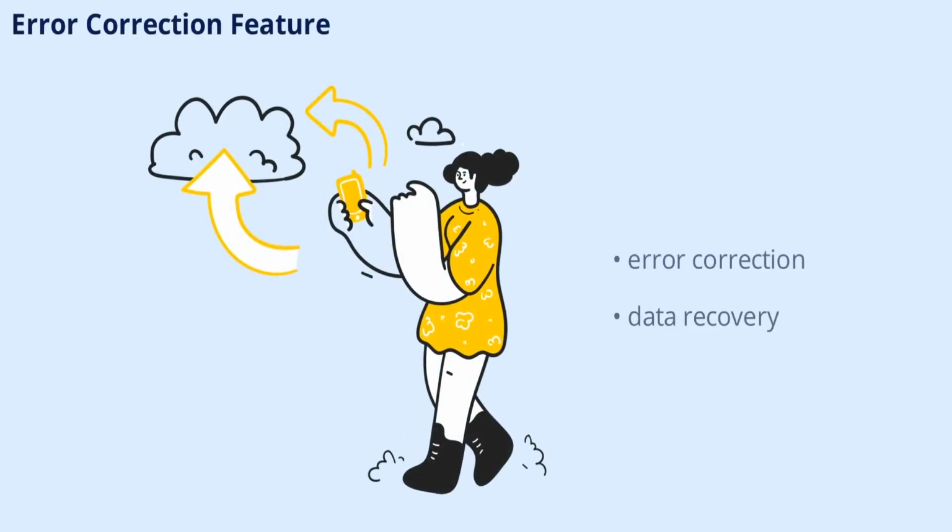One of the most impressive features of QR codes is error correction. Even if part of the code is smudged or damaged, it can still be read correctly. This is possible because QR codes include extra data that helps reconstruct missing or corrupted parts. There are 4 levels of error correction, allowing up to 30% of the code to be restored. This makes QR codes highly reliable in real-world situations.